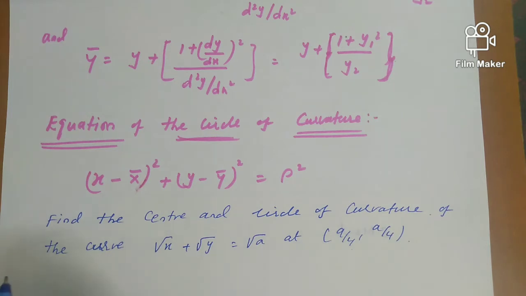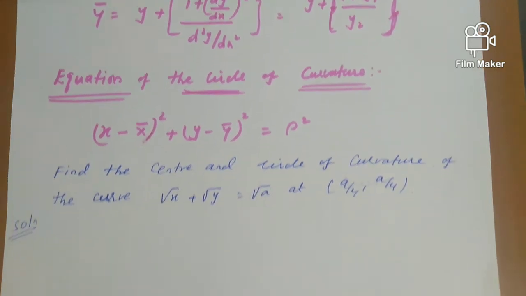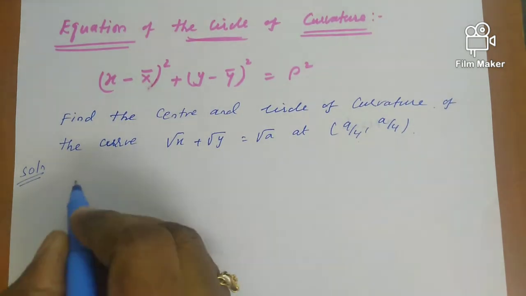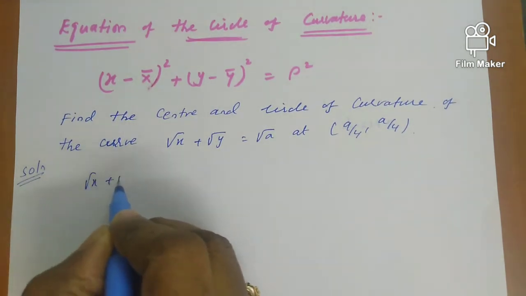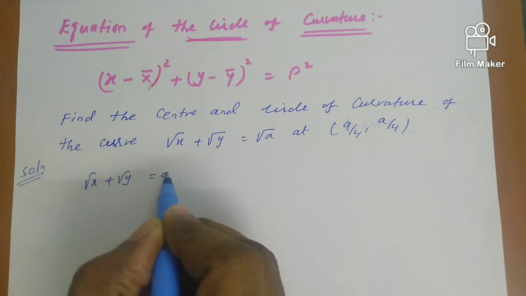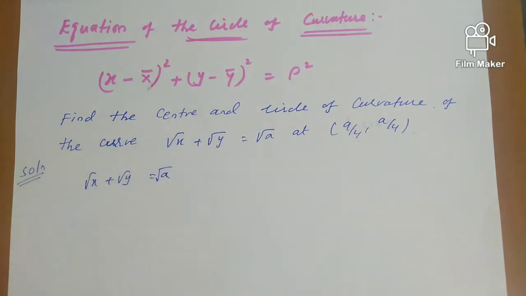So first we will write the given equation: root x plus root y equal to root a. So first we are going to find the radius of curvature, then we will go for the x bar, y bar, and then we can write the equation of the circle.